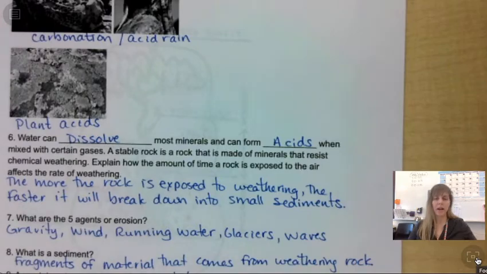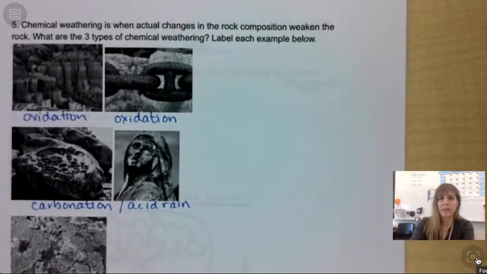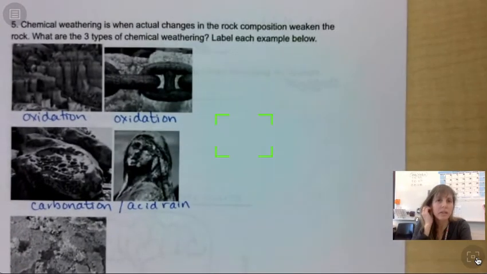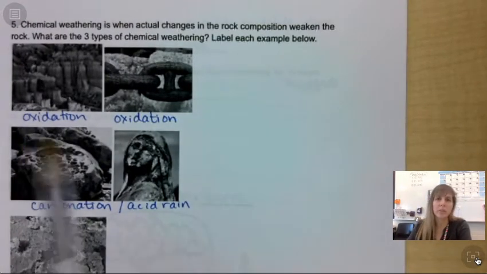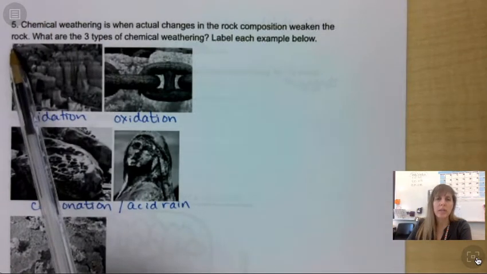All right, let's look at our next page. Number 5 says, let me focus here. There it goes, a little better, sort of. Number 5 says chemical weathering is when actual changes in rock composition weaken the rock. What are the three types of chemical weathering, and label each example below?